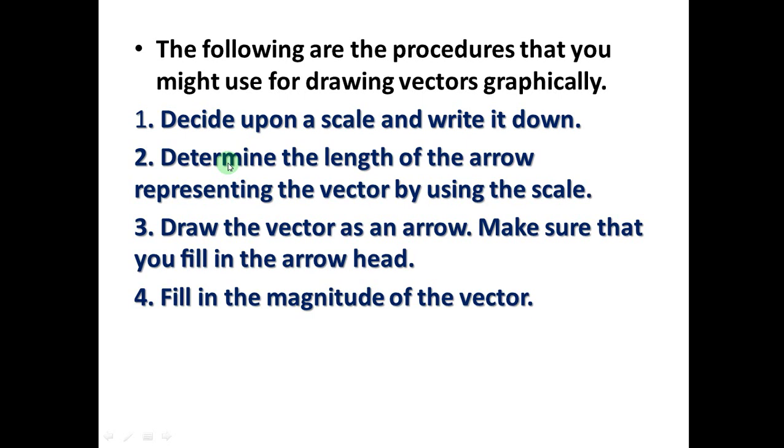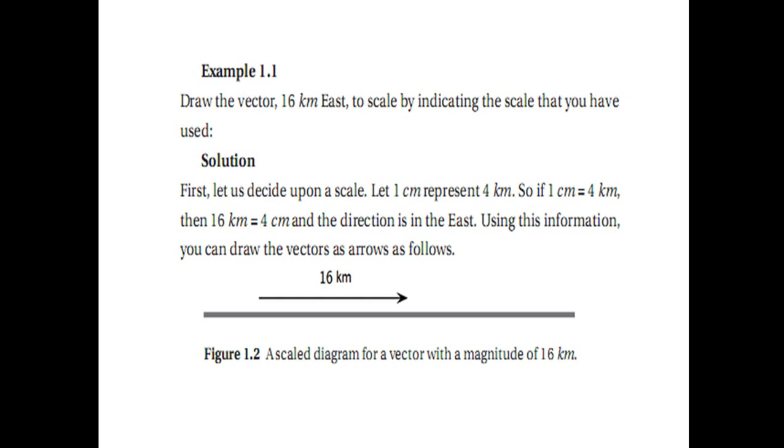The first one is you must decide the scale. The second one is you must determine the length of the arrow, which is representing the vector. The third one is you must draw the vector as an arrow, and the fourth one is you must fill in the magnitude of the vector. Let's see an example.